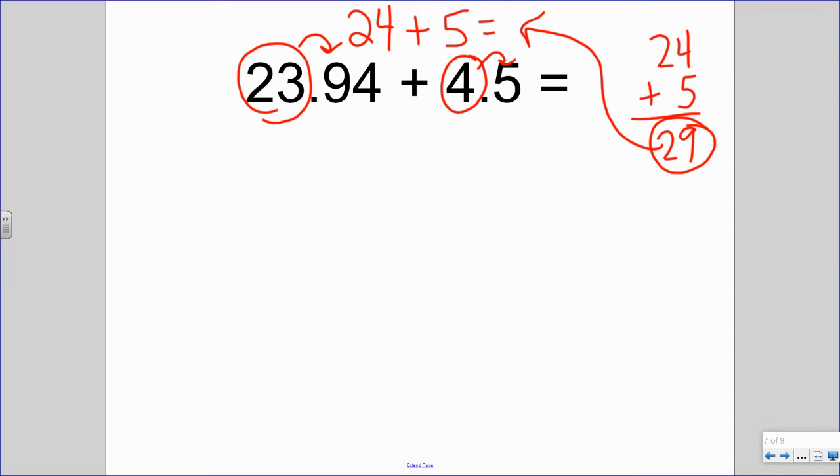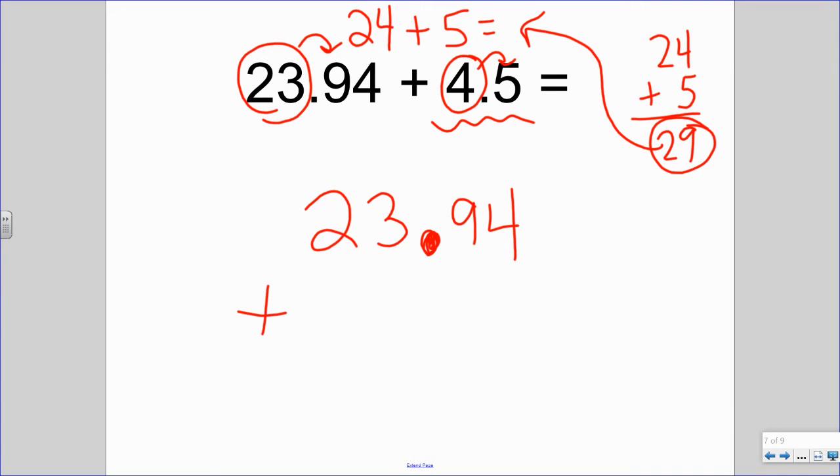So I'm going to go ahead and set it up for real. I'm going to start with what I see first, 23 94/100. The next thing that I see is a plus sign. I know that when I line up 4 5/10, I want to line them up place value by place value. The decimal point will help with that. I'm going to line up my decimal point first.